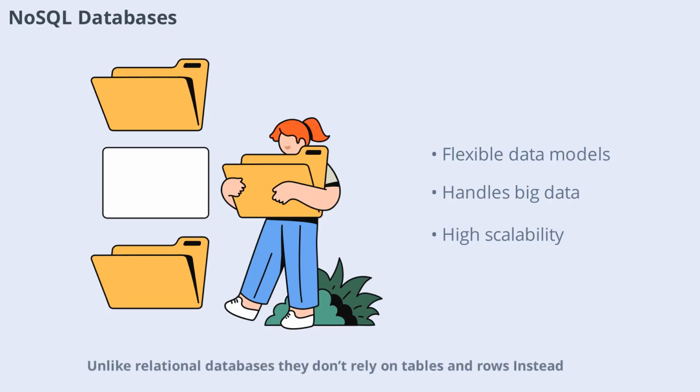Unlike relational databases, they don't rely on tables and rows. Instead, they use flexible data models like key-value pairs, documents, graphs, or wide columns. This makes NoSQL databases ideal for big data, real-time web apps, and scenarios where data requirements change frequently. Examples include MongoDB, Cassandra, and Redis. NoSQL databases offer scalability and performance, especially for modern applications.